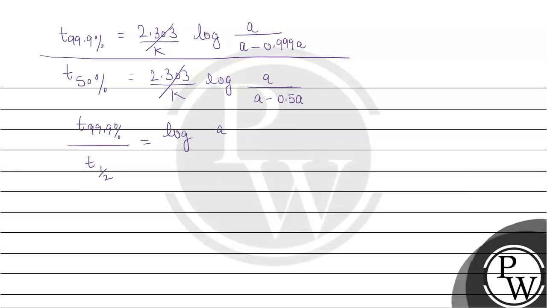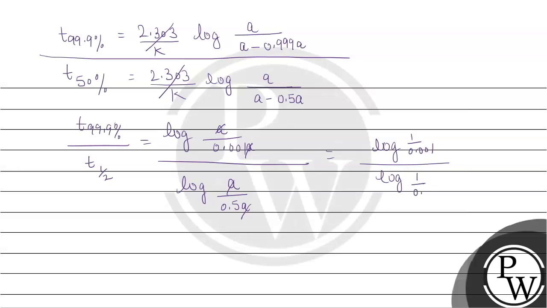That will be equal to log of A divided by A minus 0.999 A, and log of A divided by, we subtract and write directly. When we subtract 0.999 A from A, it will be 0.001, and this will be A minus 0.5 A, which is 0.5 A. So A cancels with A and it will be log of 1 upon 0.001 divided by log of 1 upon 0.5. If we remove the decimal point in 0.5, 10 will come, so it will be 2.